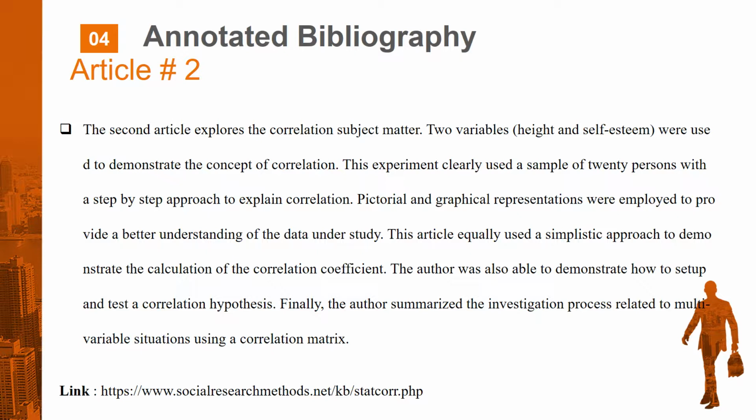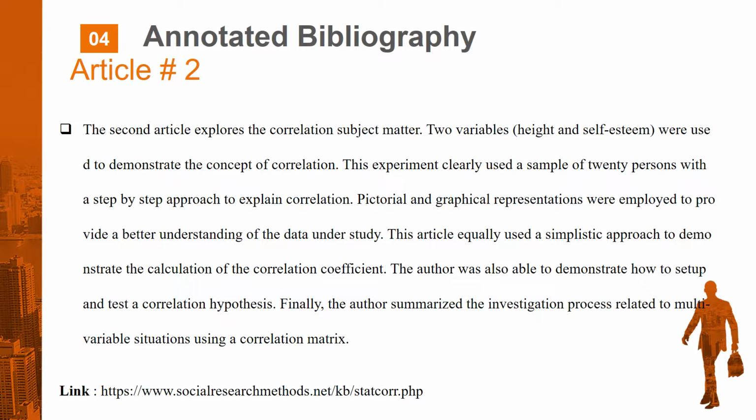This experiment clearly used a sample of 20 persons with a step-by-step approach to explain the correlation. We saw histograms, we saw very good graphical representations used to provide a better understanding of the data in the study. This article also used a simplistic approach to demonstrate the calculation of the correlation coefficient. We saw how they used the manual method to show how to calculate the correlation coefficient, which was very, very important for me during this lesson. The authors were also able to demonstrate how to set up and test a correlation hypothesis. The crafting and testing of the correlation hypothesis was adequately covered.